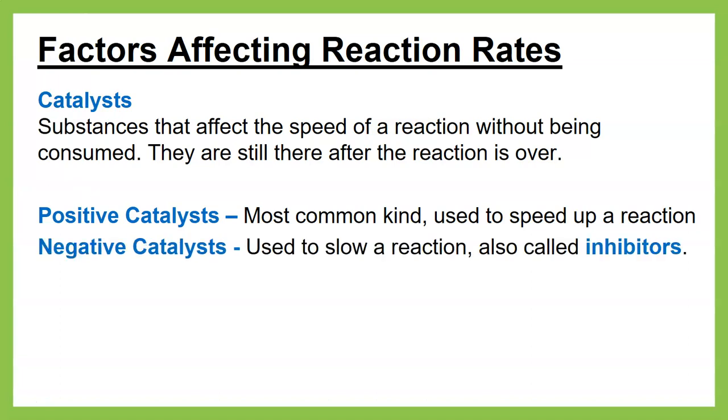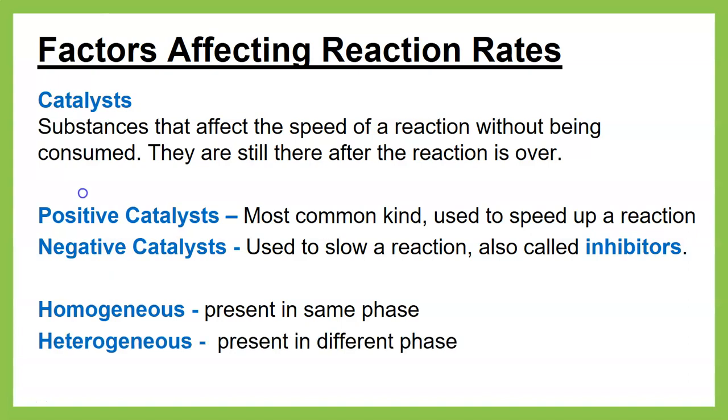Negative catalysts, we usually hear the term inhibitors. They're things that slow a reaction down. Sometimes that's good. Sometimes that's what we're after. Catalysts can come in two types. We can have homogeneous, where they're in the same phase, or we can have heterogeneous, where they're in different phases.